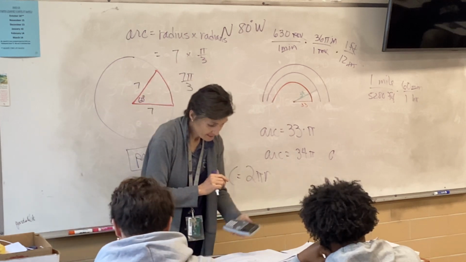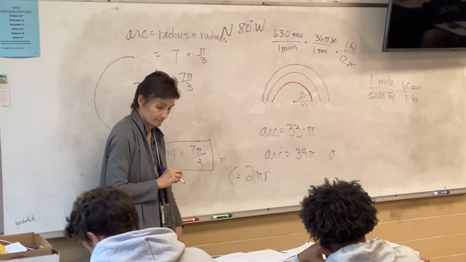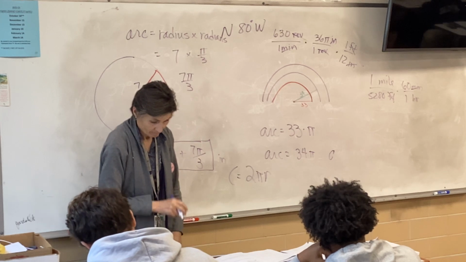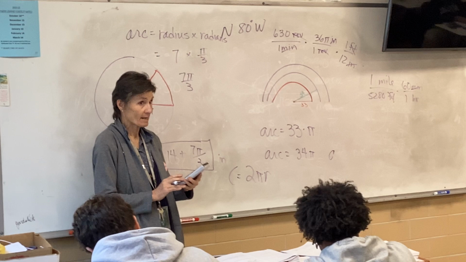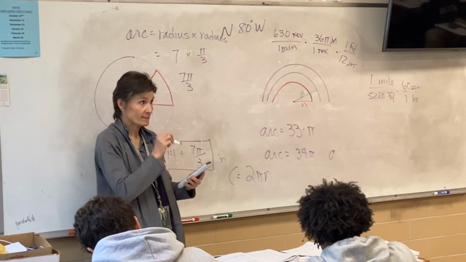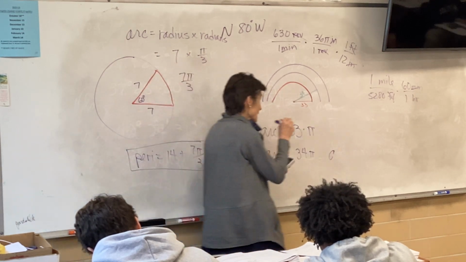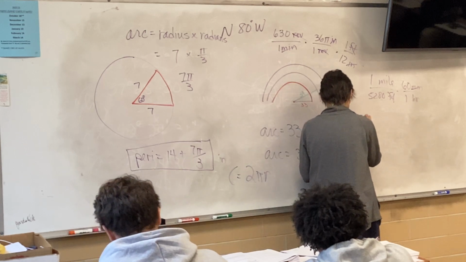How fast is Albert going? 67.47. I got 67.47. Anybody else get that? That's what I got. Anybody not get that?